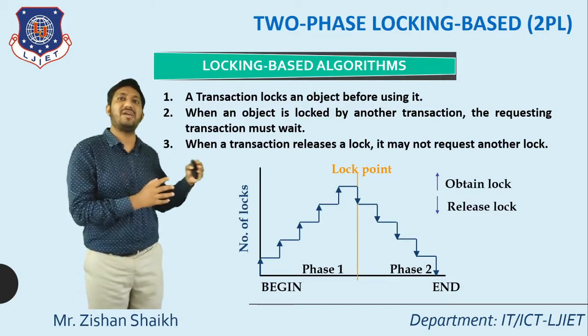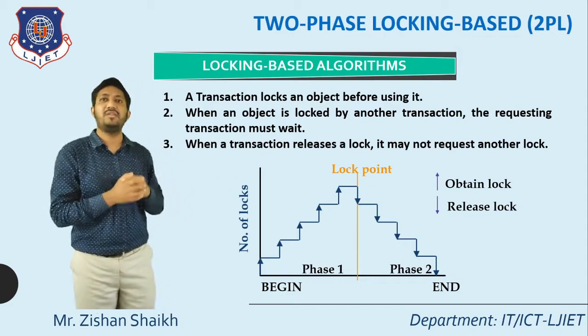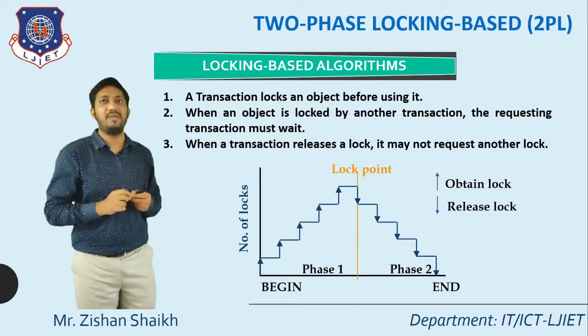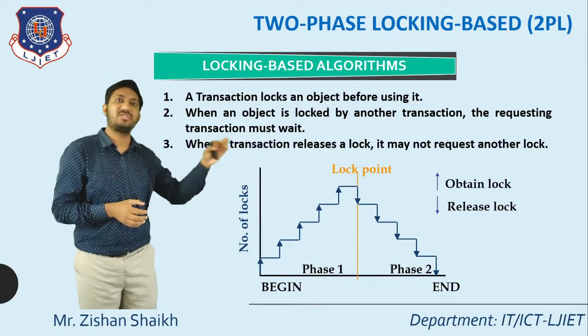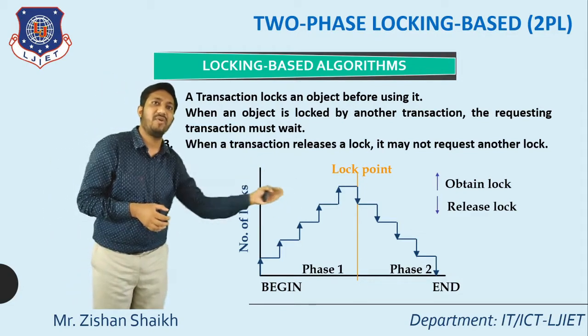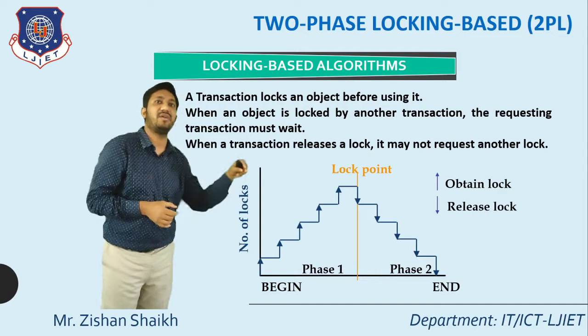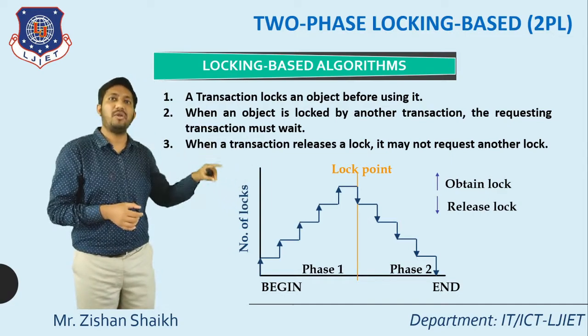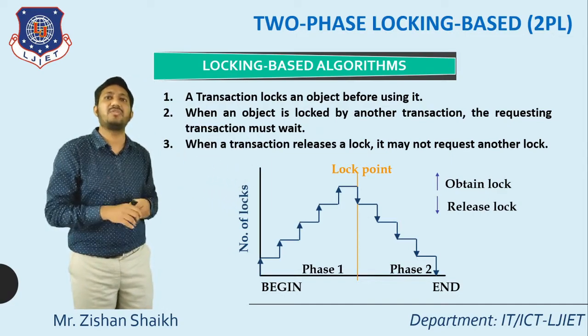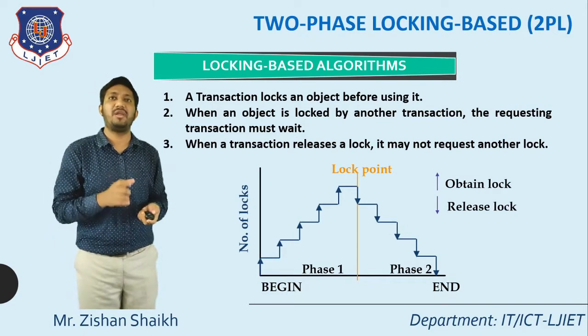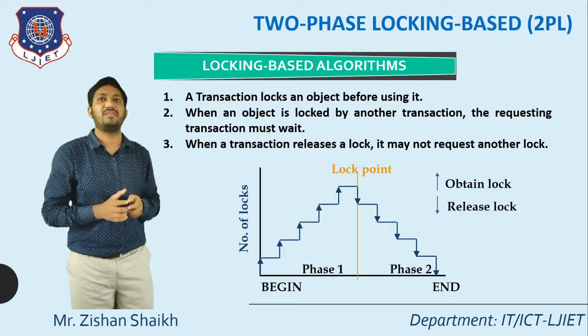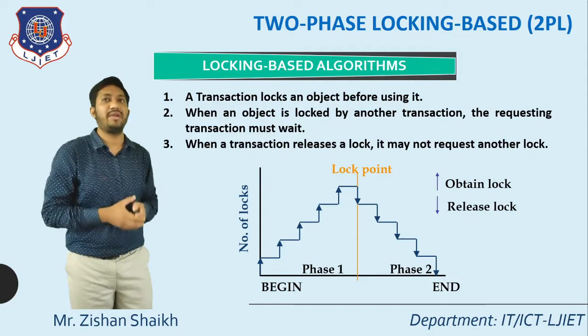So there are two phases here, the growing and shrinking phase. In the growing phase, locks are obtained from the lock manager. The shrinking phase is the second part, which you can see in the figure denoted by the below arrow. That is the releasing of the locks after completion of the task. That particular transaction will release the lock items.